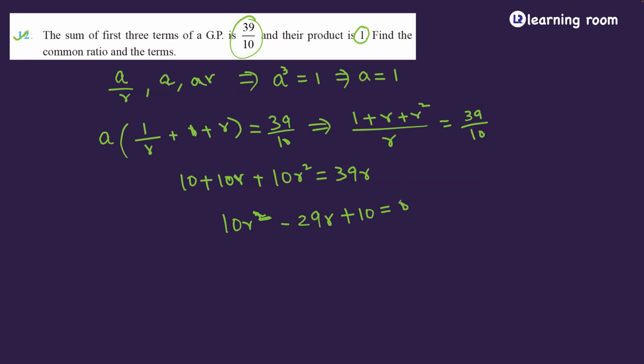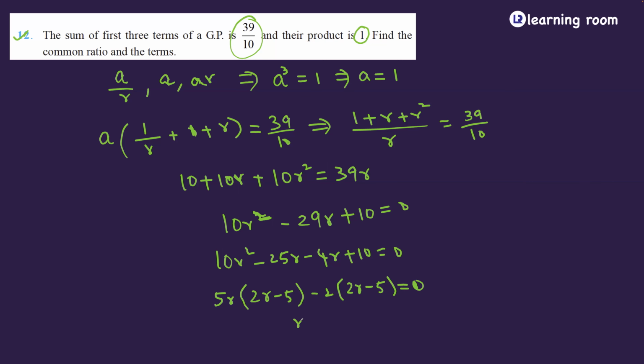So 10 into 10 is going to be 100. So what are the factors? 25 and 4. So 10R square minus 25R minus 4R plus 10 is equal to 0. So you can take out 5R common. Right? 5R into 2R minus 5. And here you can take minus 2 into 2R minus 5 is equal to 0.